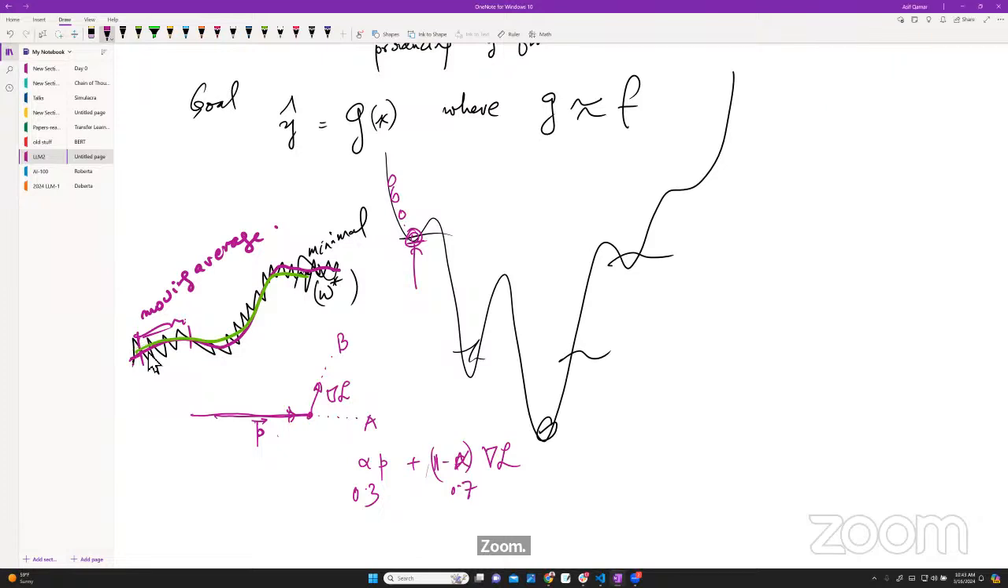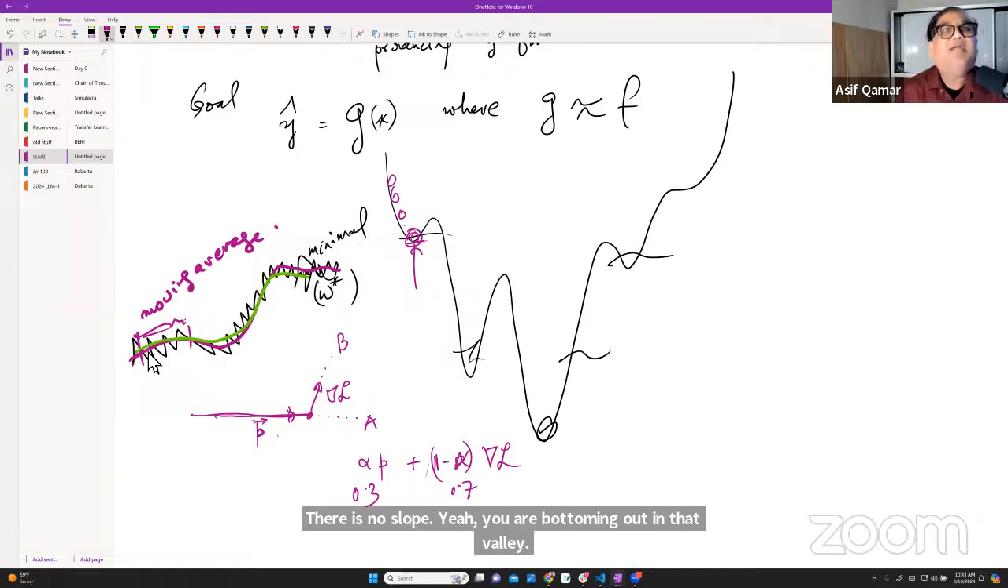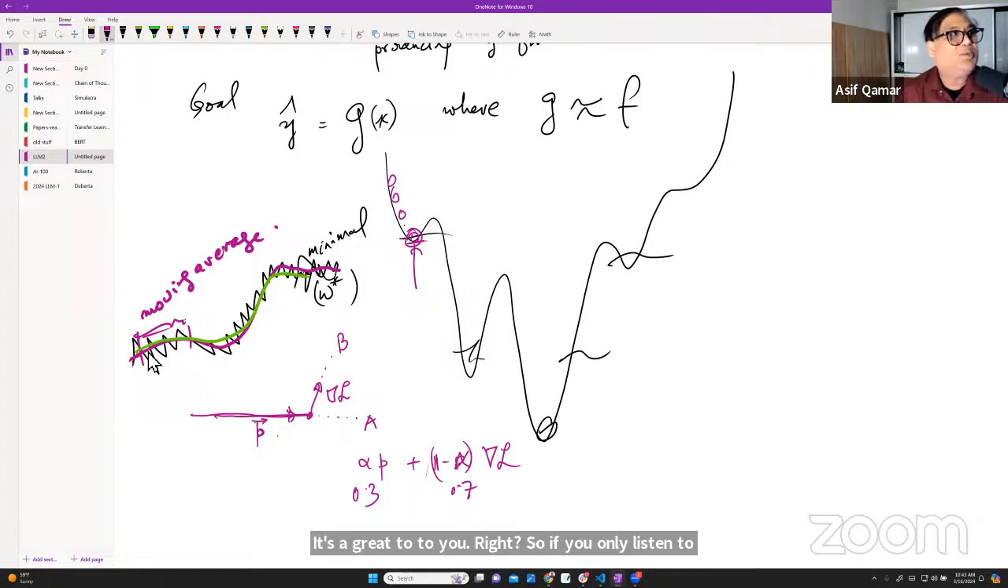Is it close to 0? Zero, right? The gradient in this one dimension is just a slope. There is no slope; you're bottoming out in that valley. So the gradient is 0. If you only listen to the gradient, you would stop there, at a local minimum. But because you have the momentum term, it is pushing you to continue forward. And so you end up popping out of that local minimum and continuing your journey.